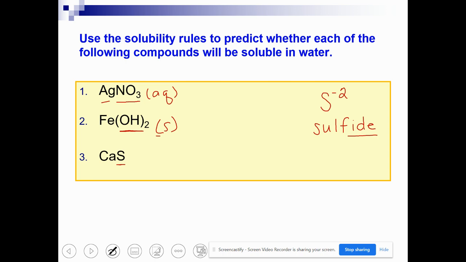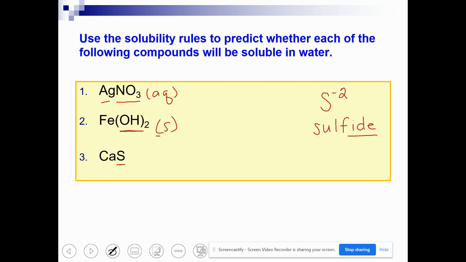So in rule number 7, all the sulfides are insoluble, and then they list some exceptions. So there's the alkali metals, then it says the alkaline earth metals. Now that's the second column. And the second column, let's see, calcium is one of the elements in the second column. And so that's one of the exceptions to the rule.